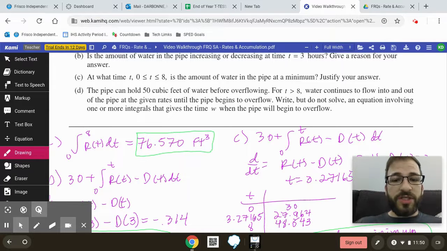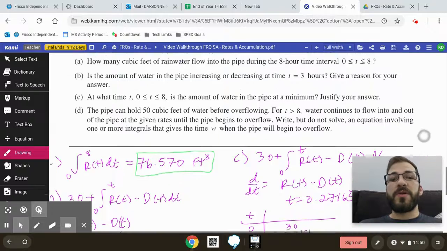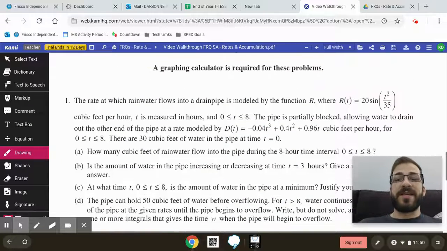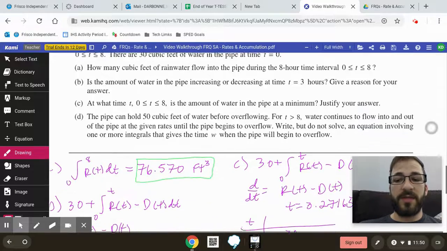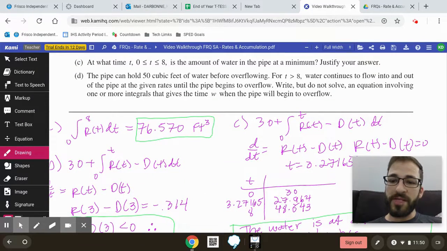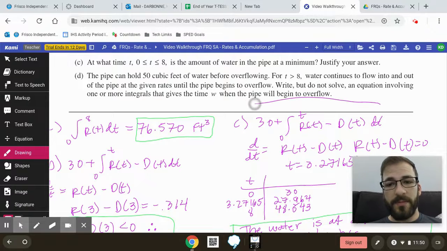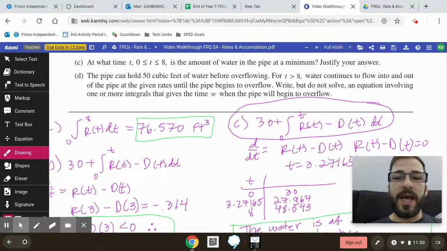So all I want to show is, when is the amount of water in the pipe going to be greater than 50 cubic feet? At some point, the R of t is going to be greater than d of t for so long that there's going to be more water in the pipe. So all I need to show is when is this equation, the equation we got in part C, going to be greater than 50? Well, all I need to do is take that equation and set it equal to 50, so I can prove that.